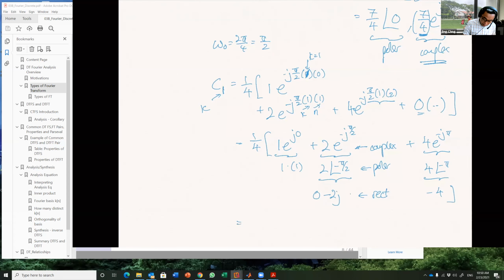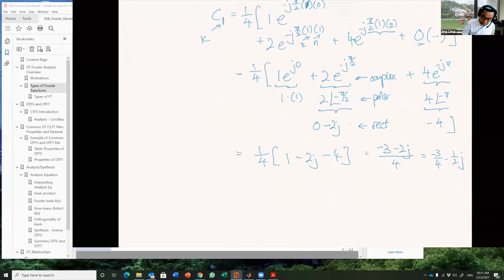And then therefore the answer is 1/4 (1 minus 2j minus 4). And the answer is, what's the answer? Minus 3 minus 2j divided by 4. Okay, did I get it right? It's minus 3/4 minus half, correct. So then we get this answer: minus 3/4 minus half j. And this is the answer in rectangular form.